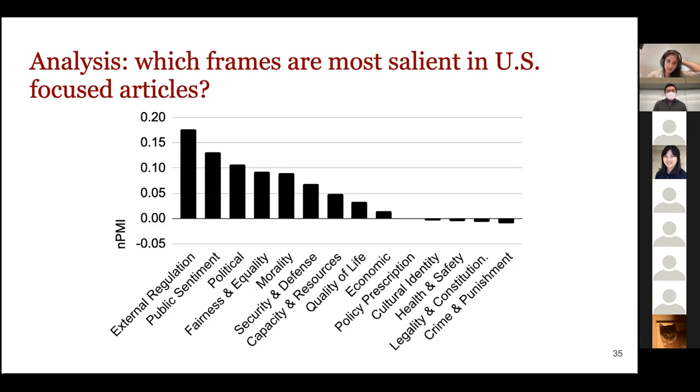So the first thing that we can look at is just frames across the whole corpus. And unsurprisingly, we find the external regulation frame is the one that's used most commonly. This makes sense because any article about the US is sort of by definition externally focused. But some of the other frames that we find are more common in articles about the US than other articles include public sentiment, political fairness and equality, morality, and security and defense.